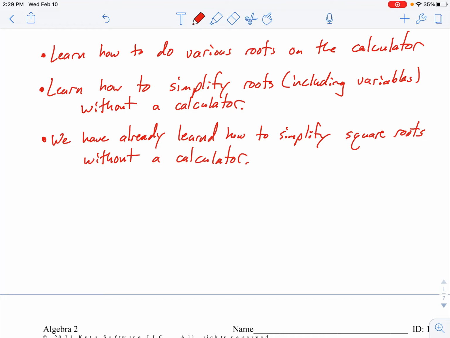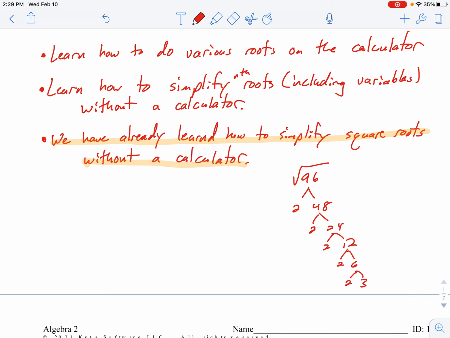In fact, I should say learn how to simplify nth roots, because we have already learned how to simplify square roots. We've done a lesson on that without a calculator. So if you had the square root of 96, we talked about how you make a factor tree, 2 and 48, and 2 and 24, and that's 2 and 12, and that's 2 and 6, and that's 2 and 3. And with a square root, you're looking for pairs of numbers to simplify. So we have 2 squared, we have another pair of numbers, which is 2 squared again, and then there's an extra 2 and an extra 3.